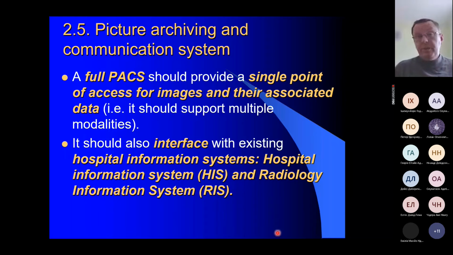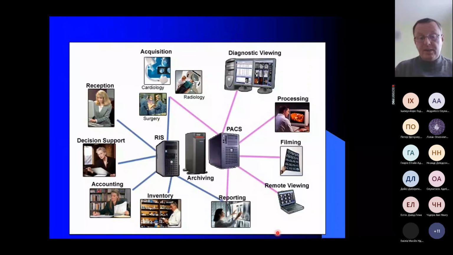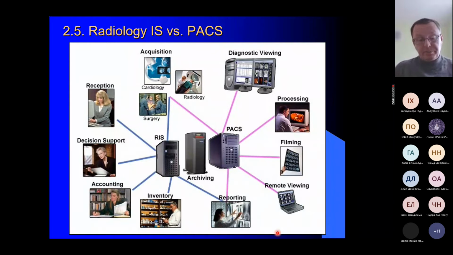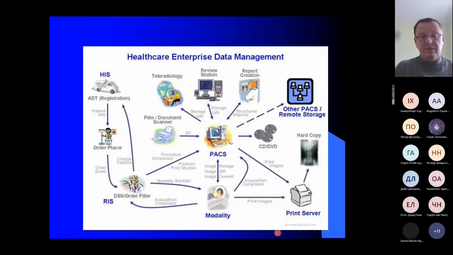And for sure, if we have multiple information systems within hospitals, we must have all the necessary integration with other systems like HIS, RIS, and so on. And here is shown in a chart the similarity and difference between the radiology and the PACS information system. So what is in common, like archiving, and what is similar and different.